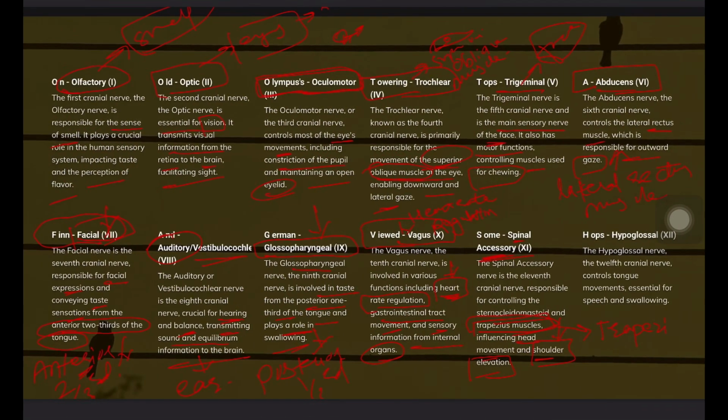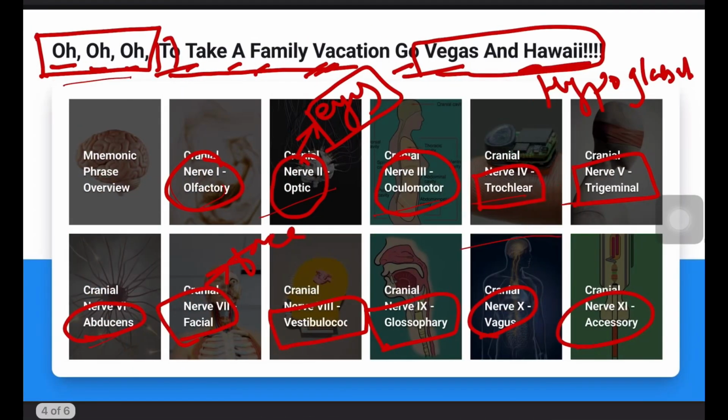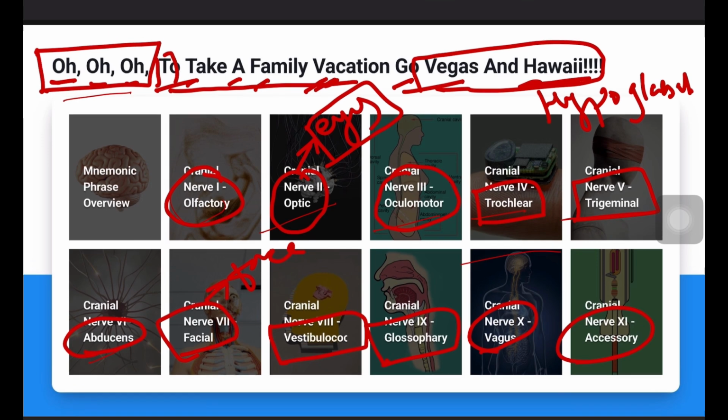Now, students, let's overview the mnemonic. What was the mnemonic? It was OOO, to take a family vacation, go Vegas and Hawaii. So the first three are OOO for olfactory, then optic, and then oculomotor. Then the next fourth and fifth are TT, to take: trochlear and trigeminal.